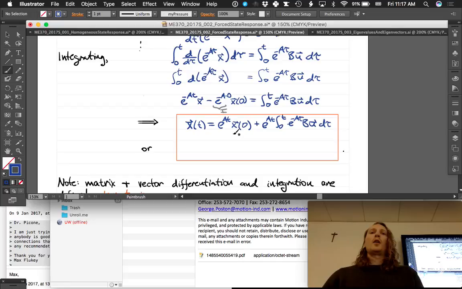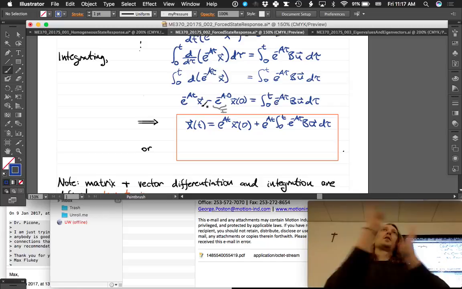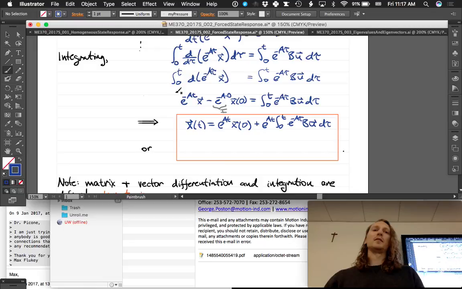But then I had this e to the negative at on the left-hand side multiplying x. So I had to multiply both sides by e to the positive at, left multiply. Remember, in linear algebra, the order matters. So we had to left multiply by e to the minus at, and you had to left multiply everything on this side by e to the at.